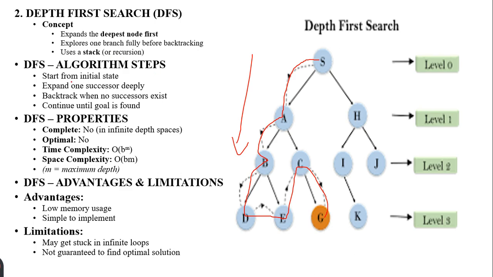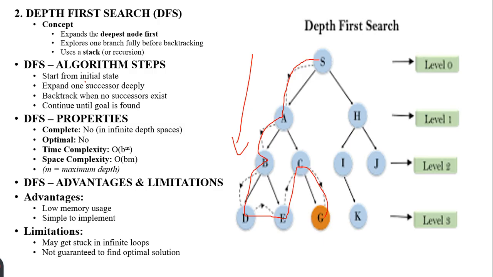DFS algorithm steps: first, start from the initial state, expand one successor deeply, backtrack when no successor exists, and continue until the goal is found. So these are the steps for the DFS algorithm.